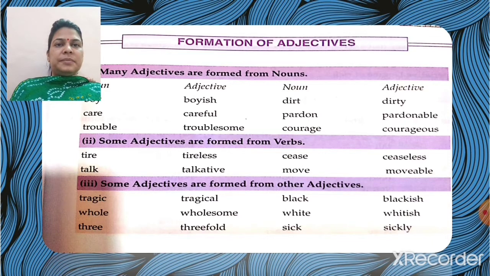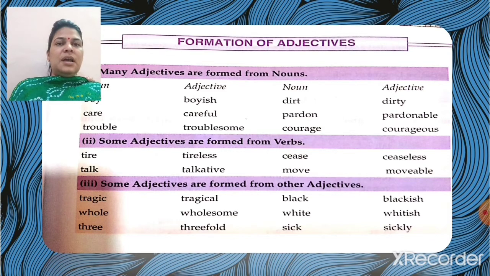Boyish nature. Care changes into careful. He is a careful person. Trouble changes into troublesome. This is a troublesome situation. Dirt changes into dirty. He has worn dirty clothes. So what kind of clothes? Dirty clothes. Pardon changes into pardonable. So he has committed a pardonable act. Courage changes into courageous. So he is a courageous man.